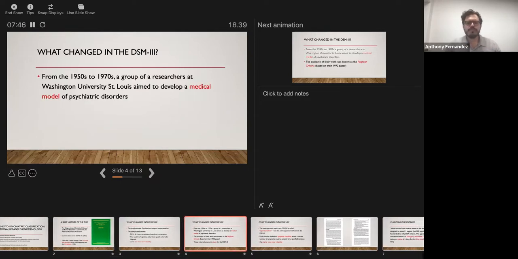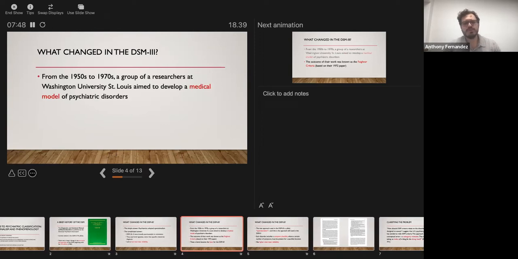So during the time that we had the DSM-2, starting in the late 1950s and into the 1970s, there's this group of researchers at Washington University, St. Louis, and their goal was to develop a medical model of psychiatric disorders, right? Because what we have in the DSM-2 isn't truly a medical model, it's some kind of psychoanalytic or psychodynamic model. They wanted what they considered to be a medical model, the same kind of model we would use when diagnosing and categorizing and classifying somatic conditions.